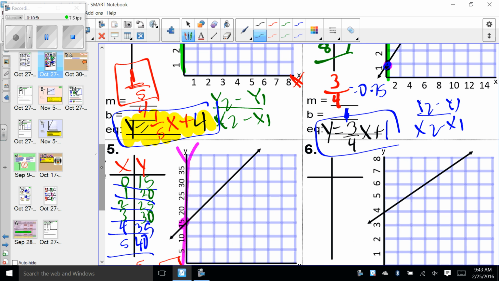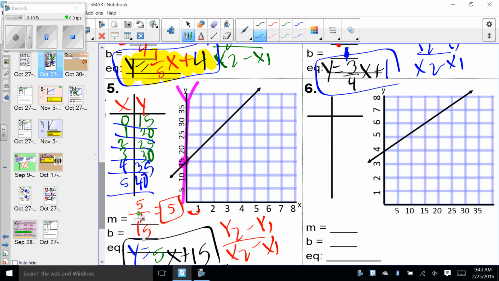Go ahead and write that equation. If that was too fast, go ahead and pause the video. I'll try to slow down for a second so you can catch up. Everybody go ahead and try to catch up. All right, moving on to the next problem.